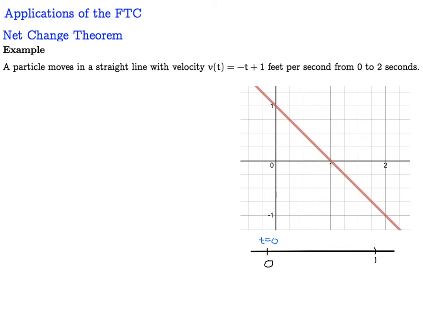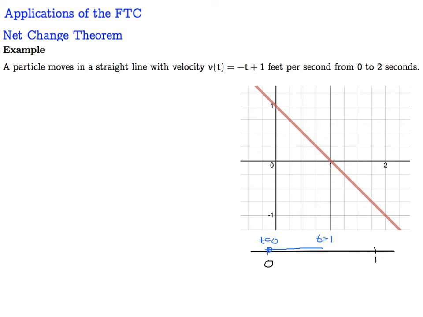And then our graph says that as time moves on, it starts out moving at 1 foot per second in the positive direction, but it's going to slow down. So the particle is on this line, moving in the positive direction, but going slower and slower and slower until at time equals 1, the graph tells us it stops, and then starts moving in the negative direction, faster and faster and faster.